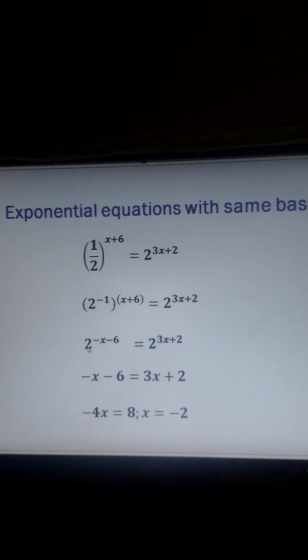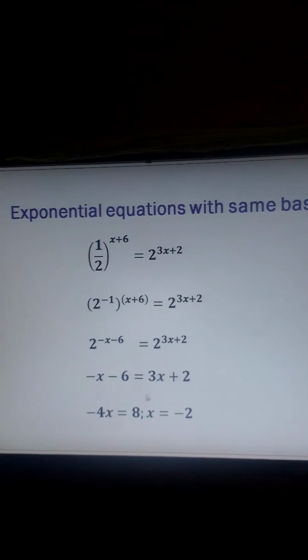Now these have the same base, which is 2, and they are equal. So we can equate these powers. We have minus x minus 6 is equal to 3x plus 2. Now we can solve this equation. We collect the like terms. So we subtract 3x from both sides, and we get minus x minus 3x, which is minus 4x.